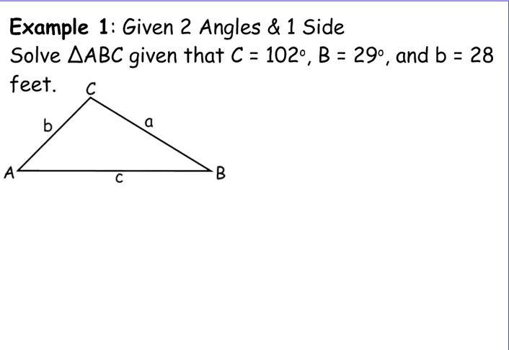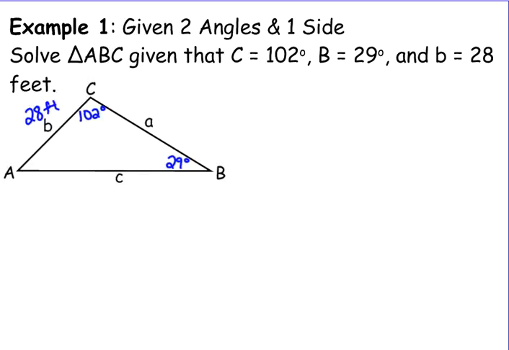Okay? So let's say that we are told angle C is 102 degrees. Angle B is 29 degrees. Side b, it's always going to be directly opposite, is 28 feet.